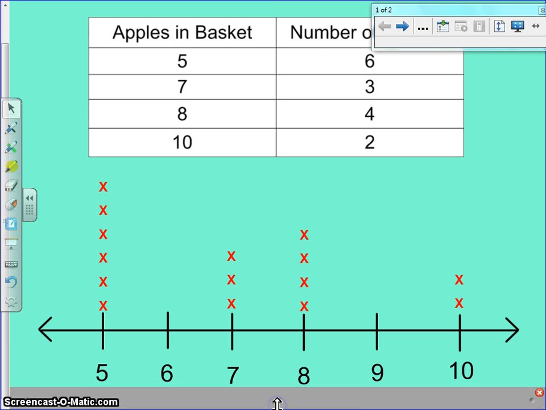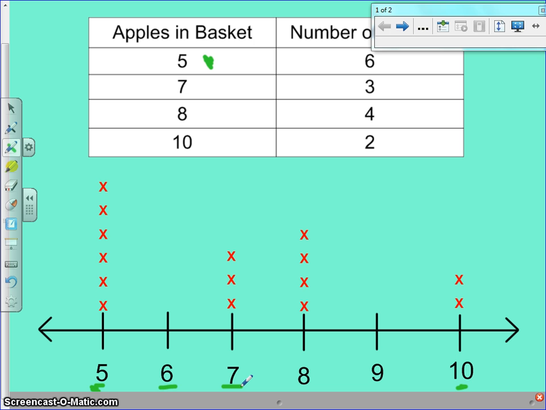As you can see, it's a number line. This number line starts at 5 and ends at 10. Remember, number lines can start at any number you want. The reason this number line starts at 5 is because in our chart up here, 5 is the smallest number. And these numbers below represent how many apples are in a basket.